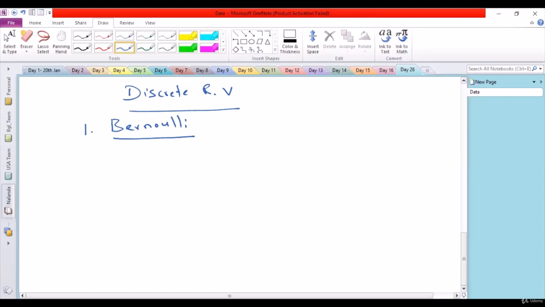The question comes, when do I say data is actually Bernoulli? Let me write it down for you. I call X a discrete random variable if and only if X takes the values 0 and 1, and the number of tries I will do is equal to 1, with a probability P.